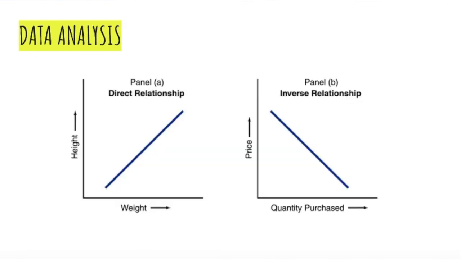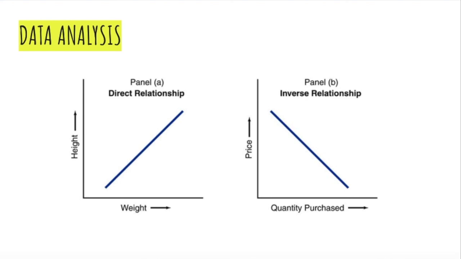Direct relationships are when two things change in the same way over time. In a table, if column A increases and column B increases at the same time, we can say that the two are directly related. Let's look at the graph on the left. As weight increases, we see that height increases as well. Therefore, we can say weight and height are directly related.